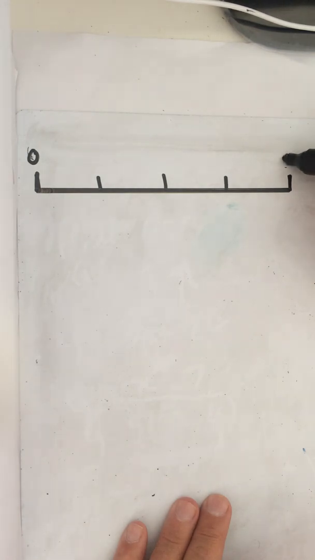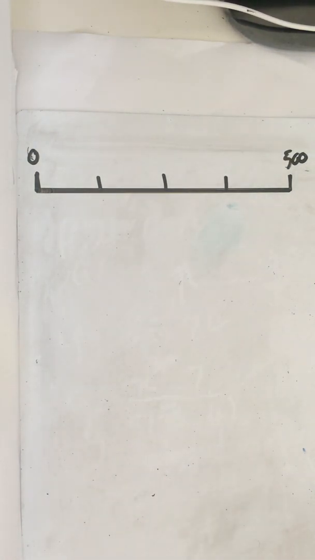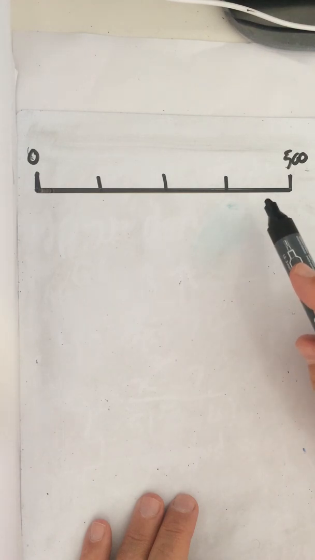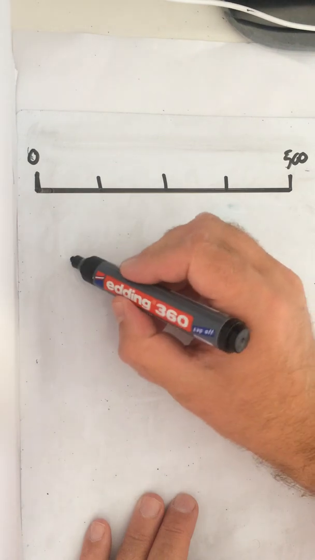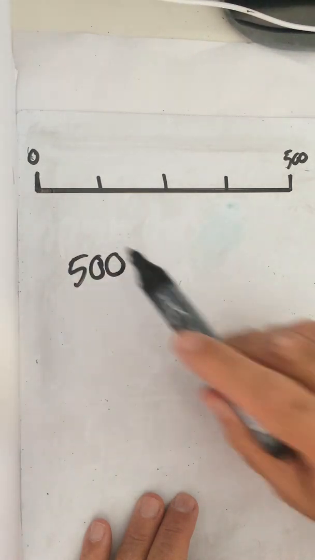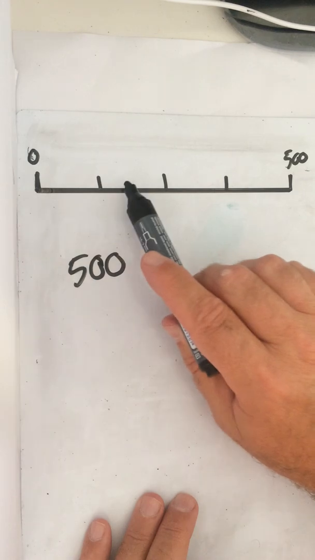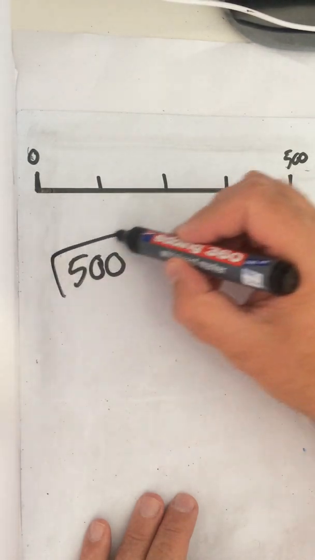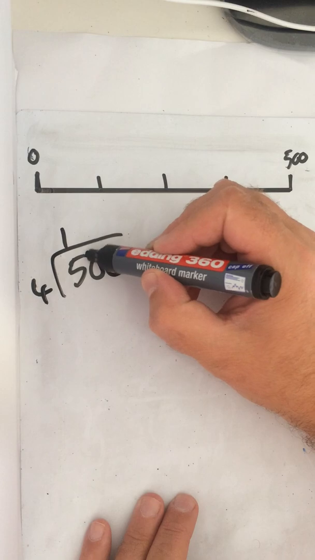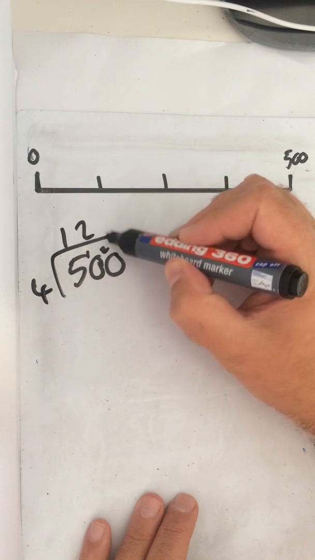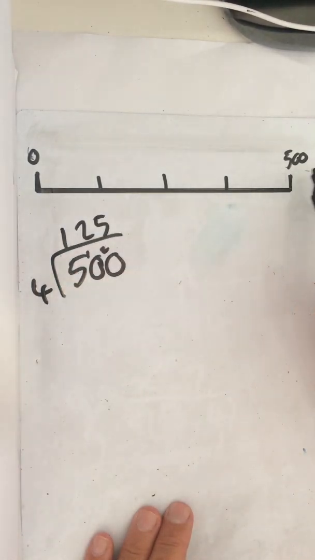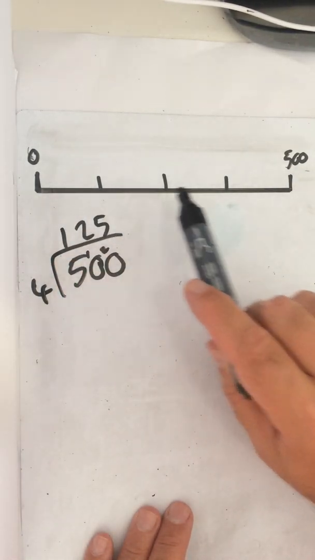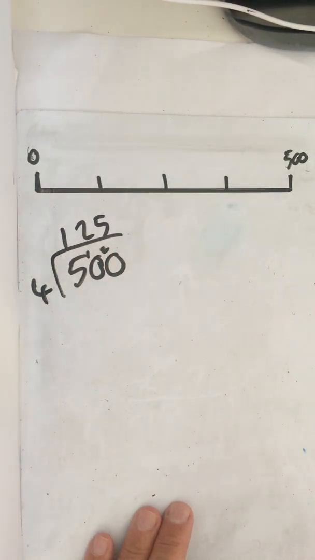Let's have a look. 0 to 500. Now I'm just going to show you another way. Say, for example, I didn't have a middle one here. I can work out what each one of these is. The difference between 0 and 500 is 500. I'm going to divide that by the number of spaces: 1, 2, 3, 4. So I do 500 divided by 4, which is 125. By dividing the difference between these two numbers by the number of spaces, I can find what each individual one is worth. We'll do more of that as we move on.